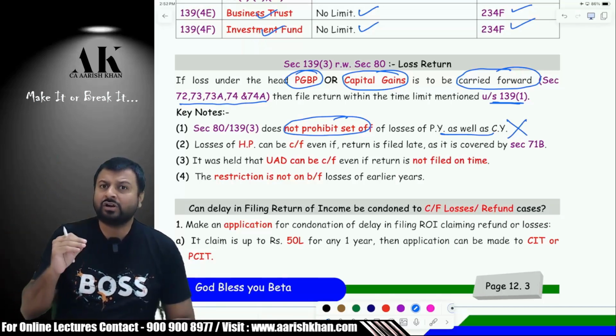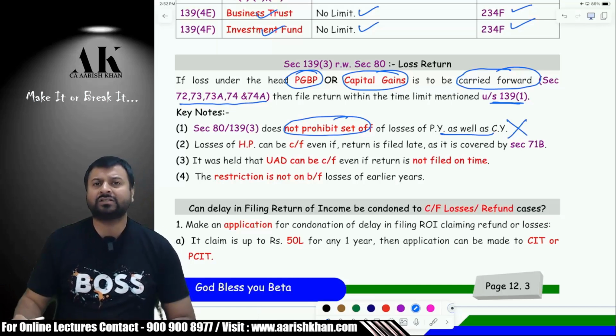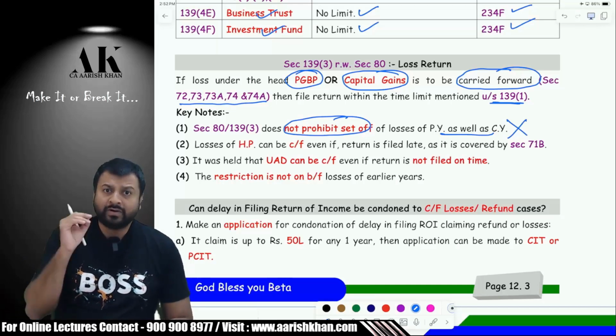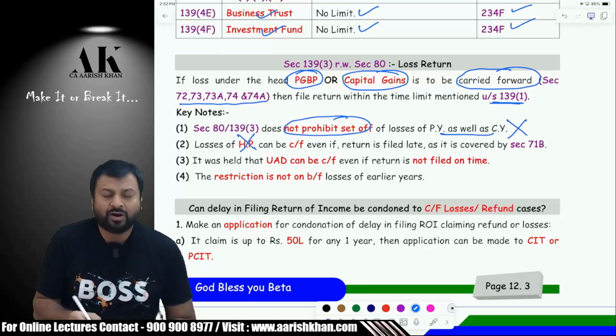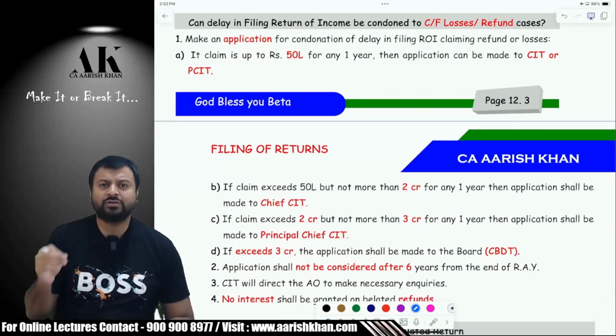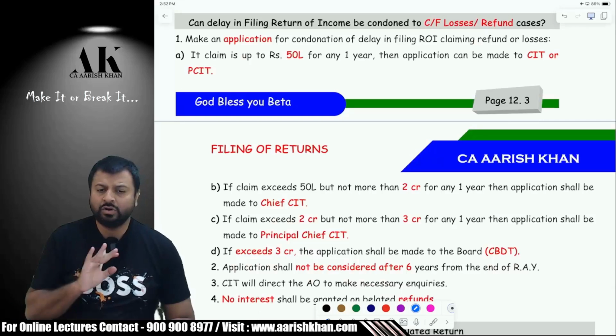This restriction is not also for the previous year losses. It is only for the current year losses if the current year return is not filed on time. Okay, I hope it is clear to all of you. Further, this restriction is only on PGBP and CG loss. This restriction is not on HP loss. This restriction is not on unabsorbed depreciation also. In these two cases, you can file the return late and you can carry forward the loss and set off it. Okay, no issues in that.